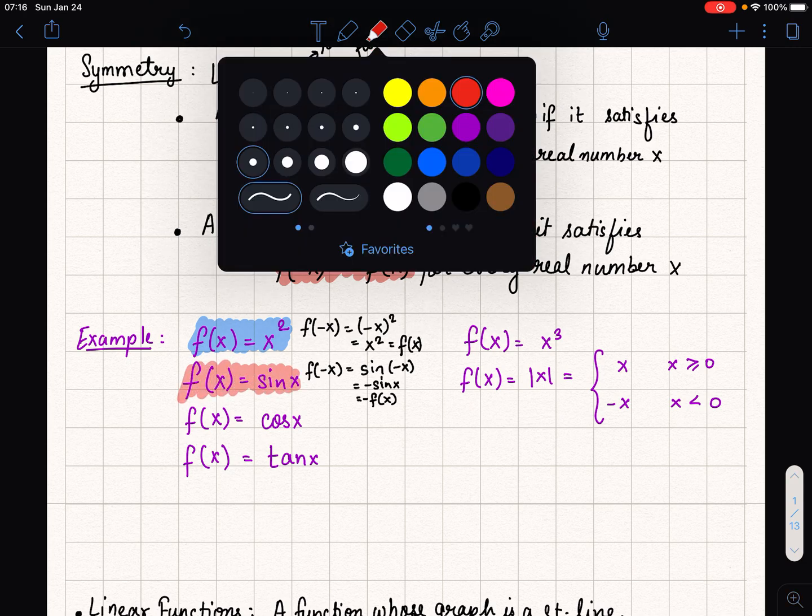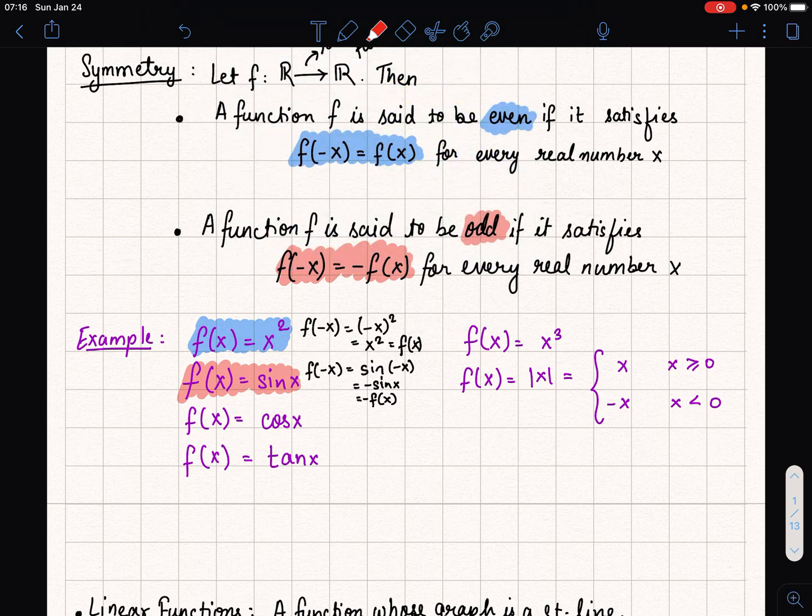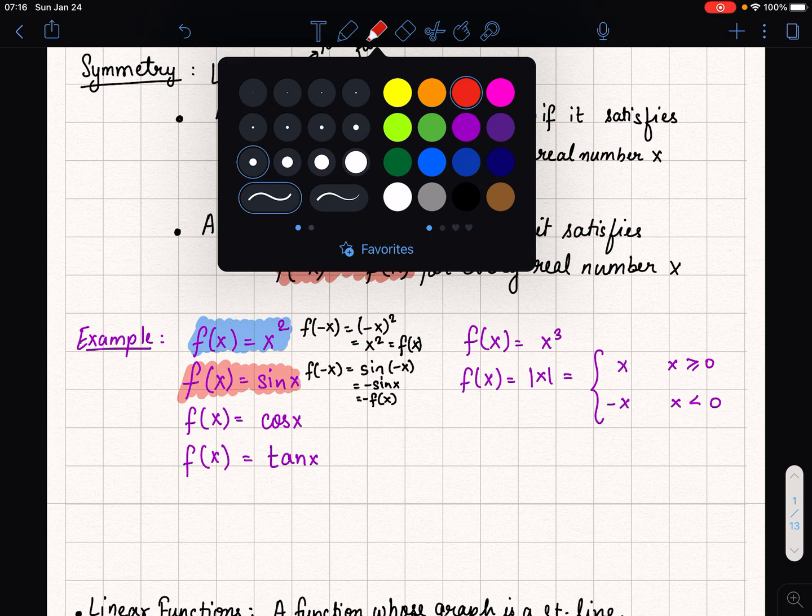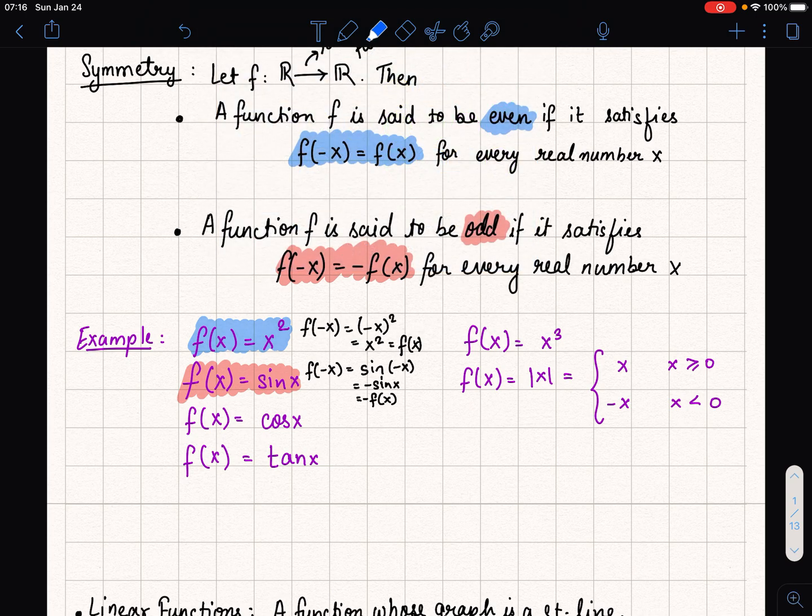If we go on checking all these functions in a similar fashion, we find out the following. Cos of x is an even function. Tan of x is an odd function. x cubed is an odd function. Now we come up to this function. This is a very important piecewise function. This is known as the modulus function. To know more about this function, please refer to my previous lecture video where we talk about functions and piecewise functions.